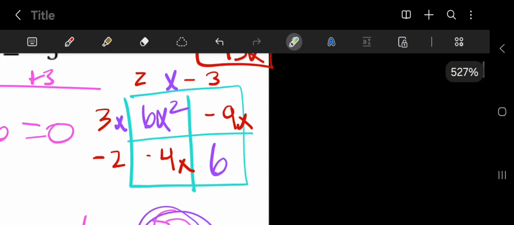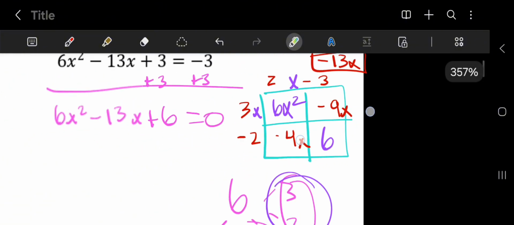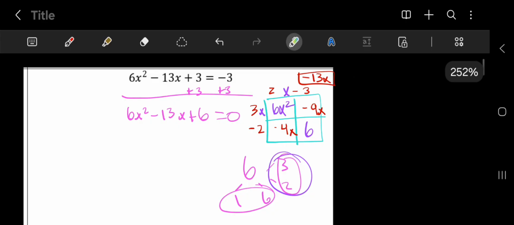And let's check just to make sure. Negative 2, negative 3, that multiplies to make 6. 2x times 3x multiplies to make 6x squared. Then positive 2 and negative 2x multiply to make negative 4x. 3x and negative 3 multiply to make negative 9x. And if we add these two together, we get negative 13x. So that is it factored out.